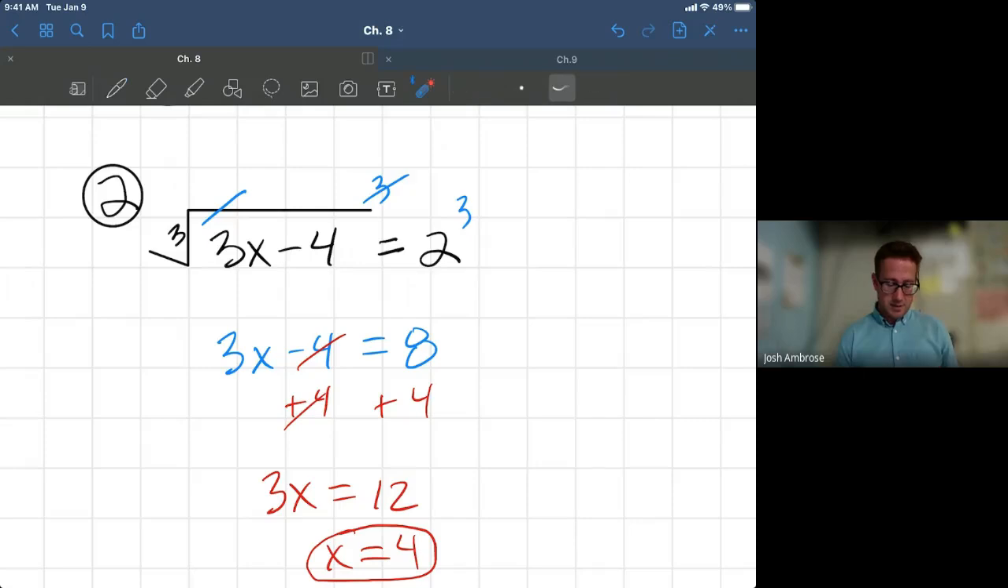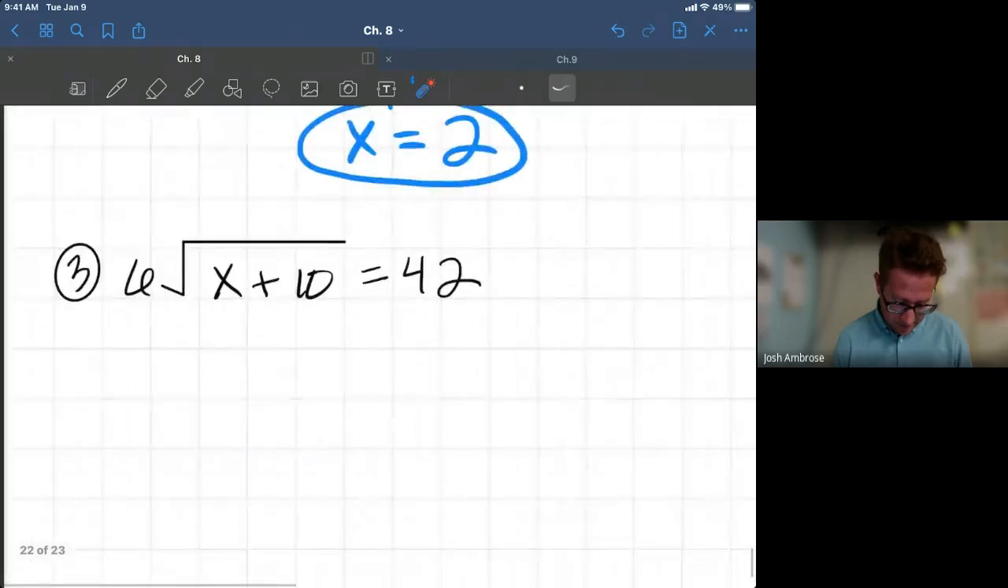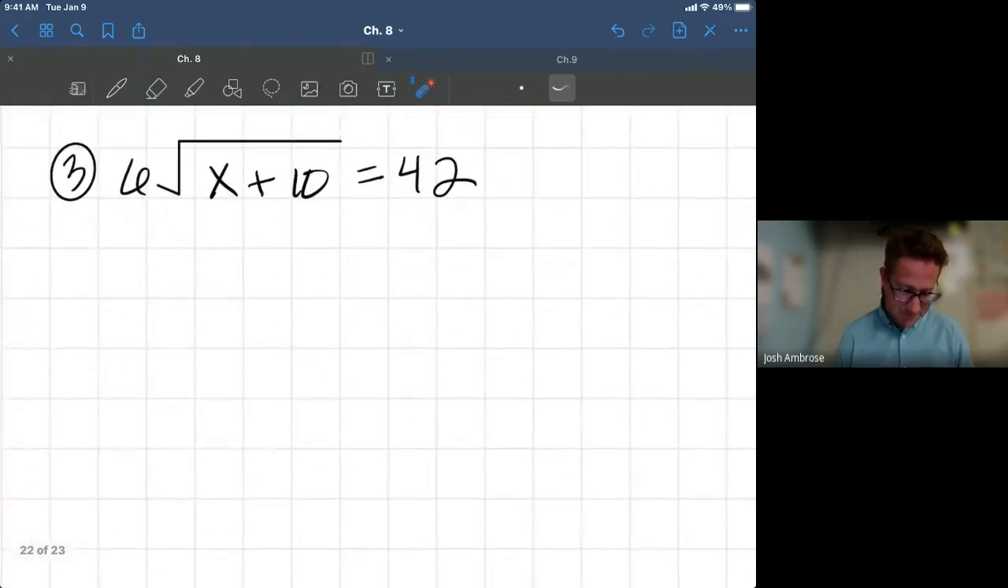The key thing to notice is this first thing. We had to cube both sides because we had to eliminate the cube root. All right, and again, what you do to one side, you do to the other. Okay, let's move on. Example problem number 3 here.